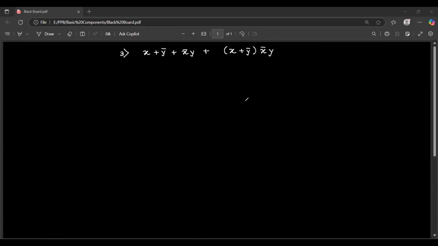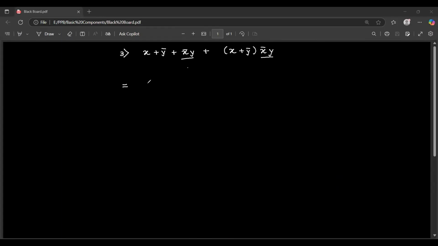Okay, how can we do this question? There are multiple ways of doing this question. I'm going to use the simple method that we can do here. Instead of expanding all those things, x bar y is there, and here also we have x bar y, so I'm going to take x bar y as the common factor.